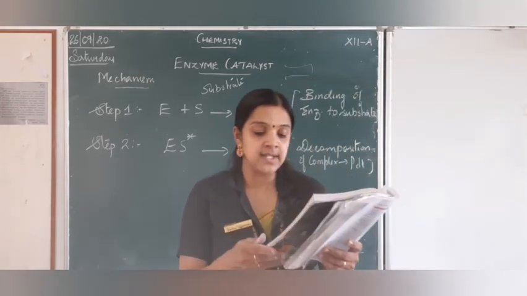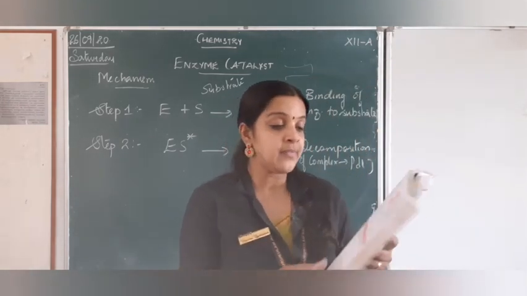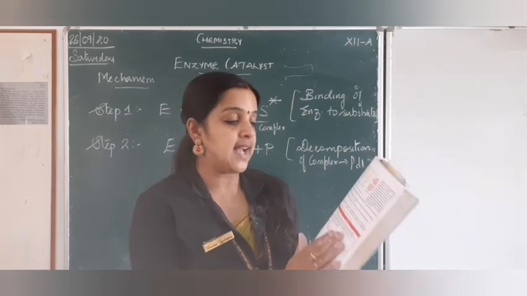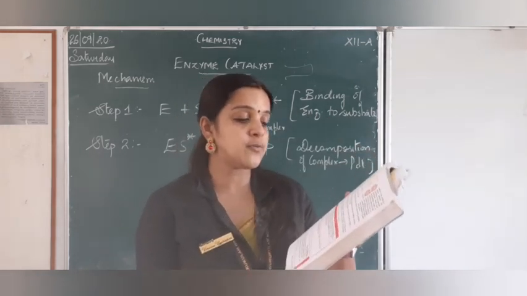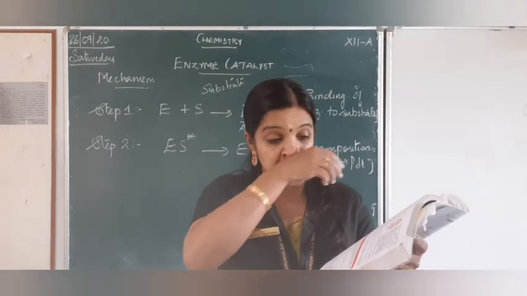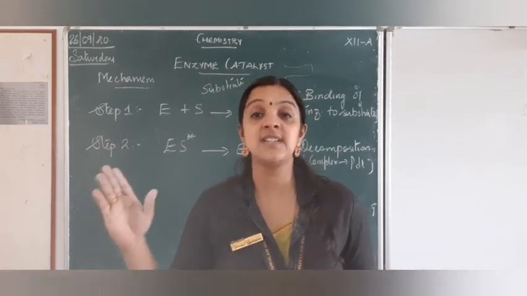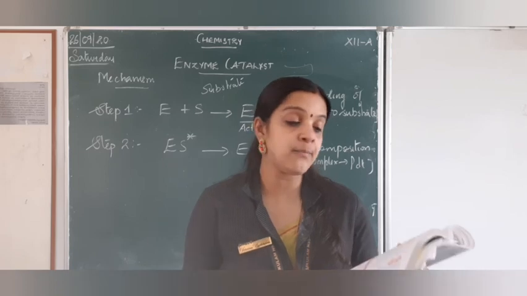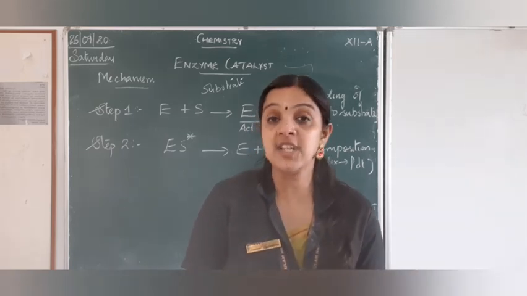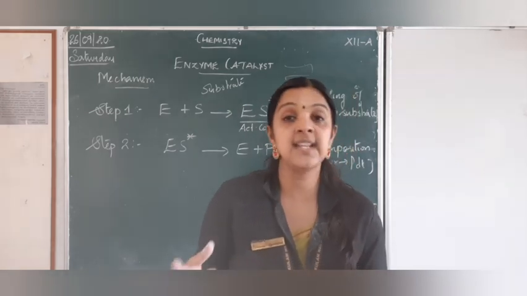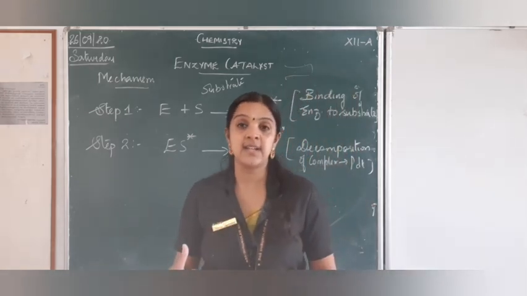See, there is a table given on page number 133. Some of the important processes and the catalysts used, you can see here. You have the Haber's process, Ostwald process, and contact process. All three processes and the catalyst used in each process are very important for the exam. So learn that, children. You will now watch a video for understanding the mechanism of enzyme catalysis.